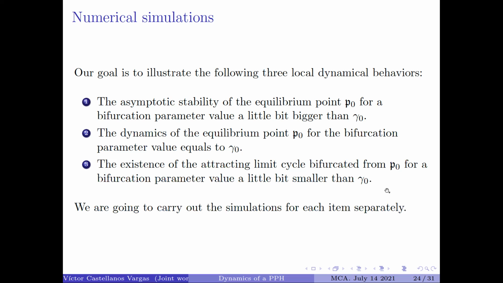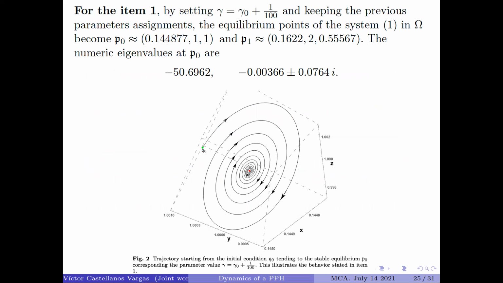Okay, we are going to carry out the simulation for each item separately. First, for item 1, by setting gamma equal to gamma 0 plus 1 over 100 and keeping the previous parameter assignment, the equilibrium point of the system 1 in the positive octant becomes P0 equal to this number, and P1 is this point. The numerical values at P0 are this one.